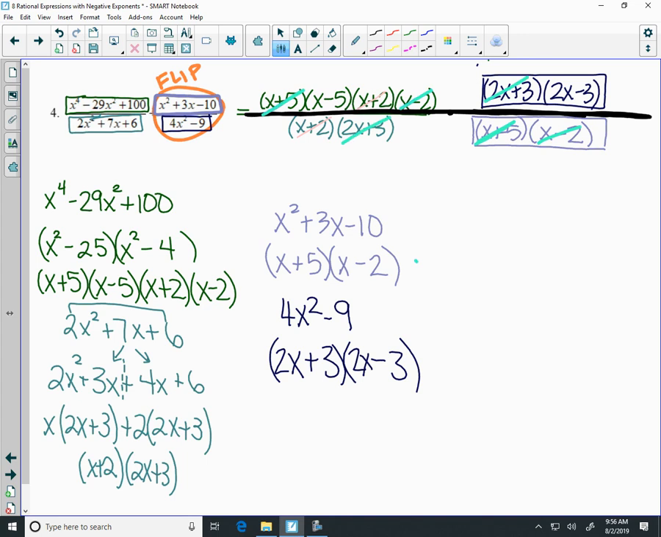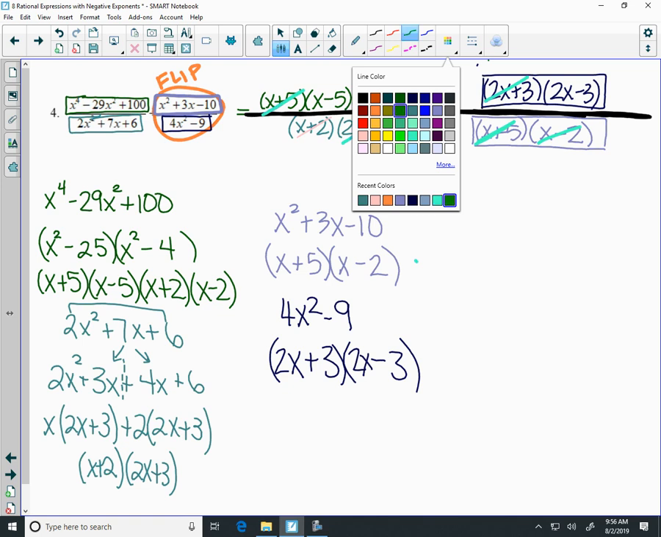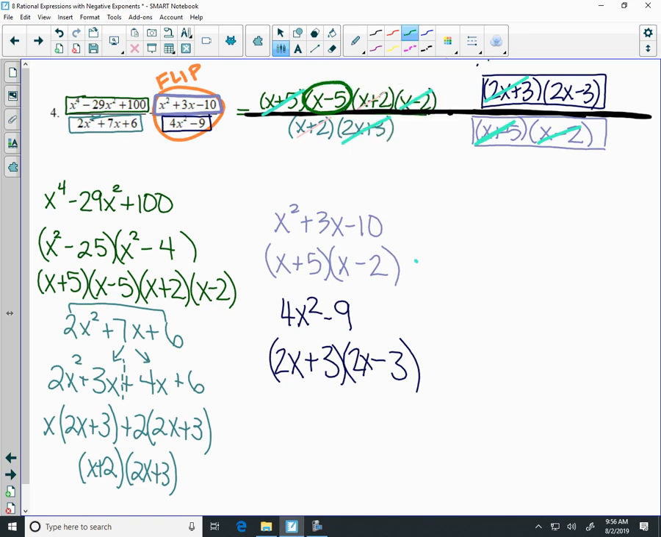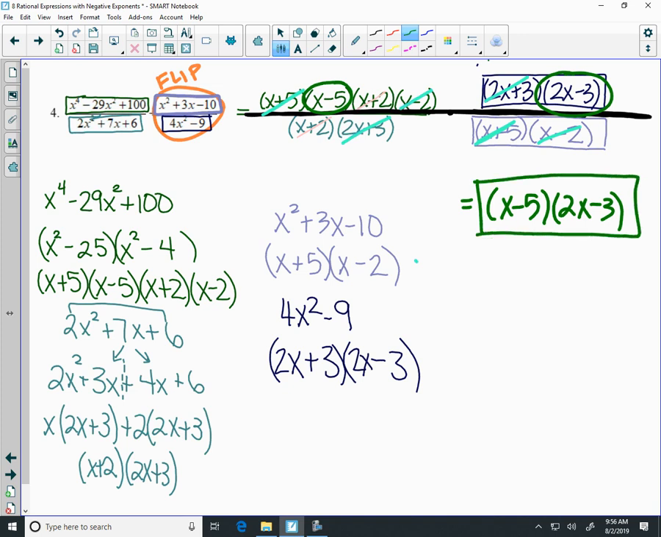So this one is actually pretty beautiful. All of our denominators canceled. We only have 2 terms left in the numerator. What we have left is this x minus 5 and this 2x minus 3. You can absolutely leave that. You could multiply it out if you would like. If you would like to put it over 1, you can.